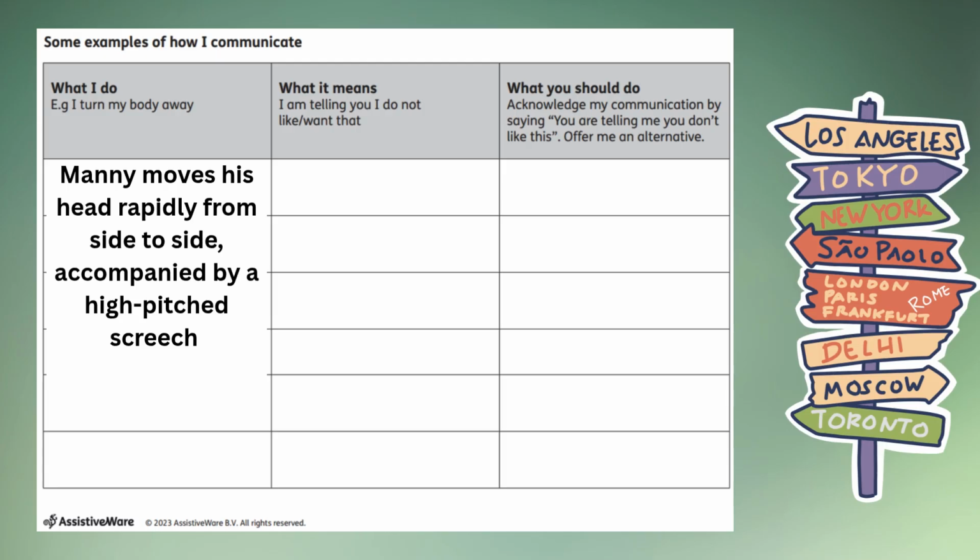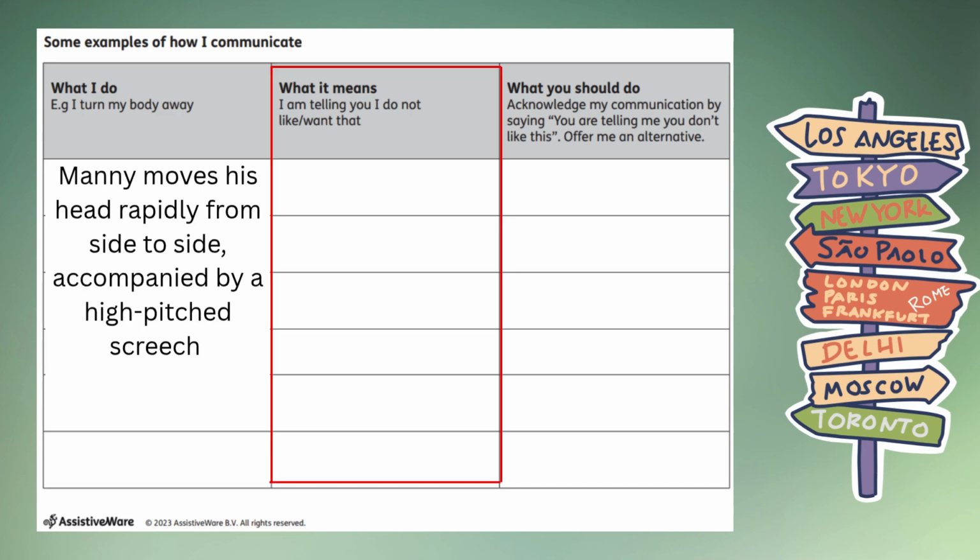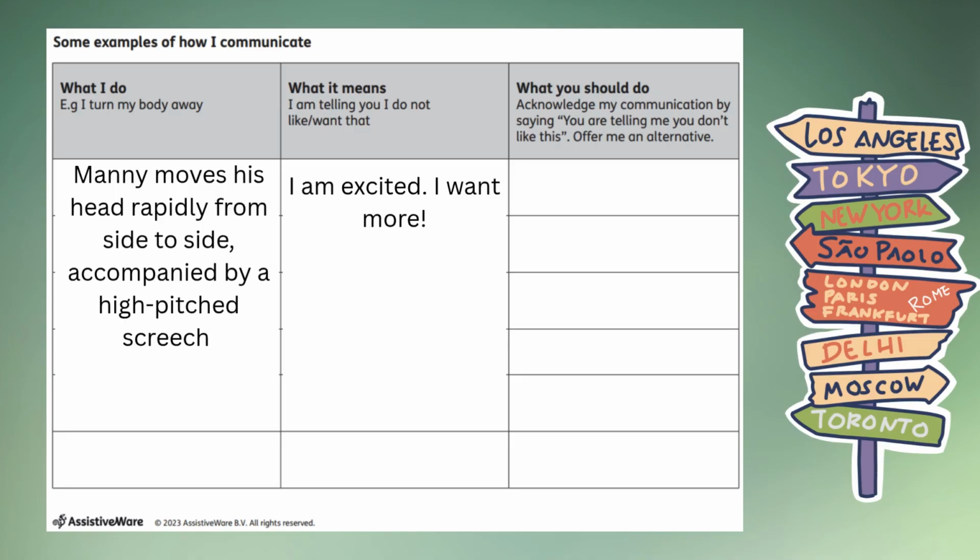It may be helpful to film the student's behavior so that all team members have a common understanding of what this looks like. The second column is where the team interprets the student's behavior. Again, use specific, measurable, and objective terms. Be specific about what is said and done. For example, when Manny moves his head rapidly from side to side, accompanied by a high-pitched screech, it means that he's excited about what is happening or that he wants more.